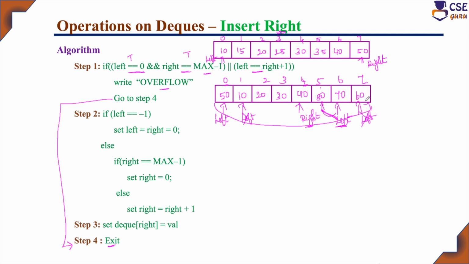So in this case also, we cannot perform a new insertion when left is equal to right plus 1. Now right is 4, 4 plus 1 is 5, so left is pointing to the 5th memory location. No memory location is free here. You cannot perform a new insertion. So in this case also, write overflow and go to step 4, exit.